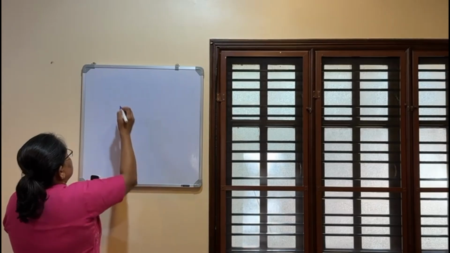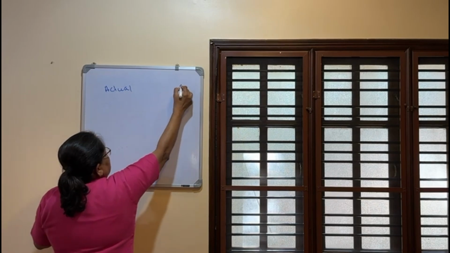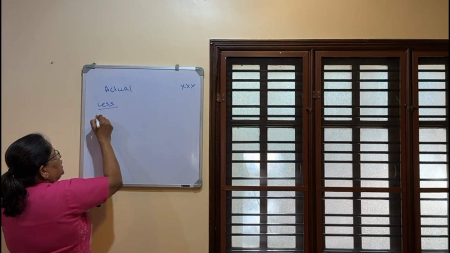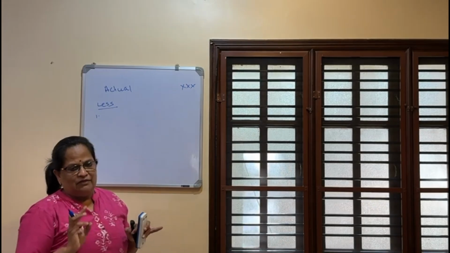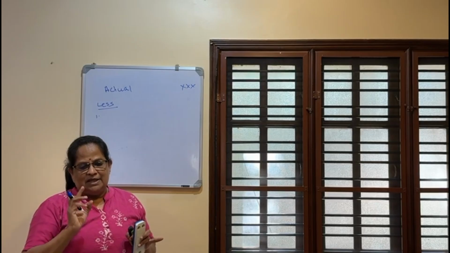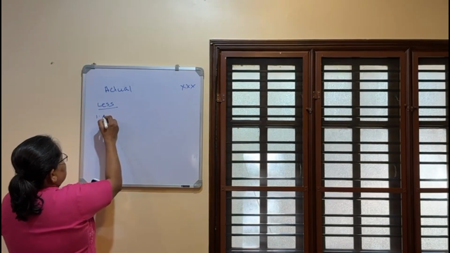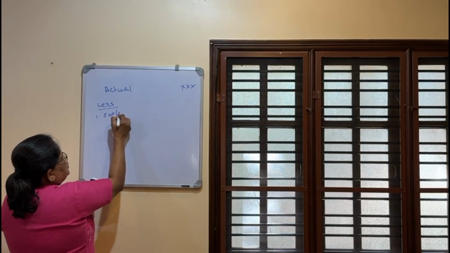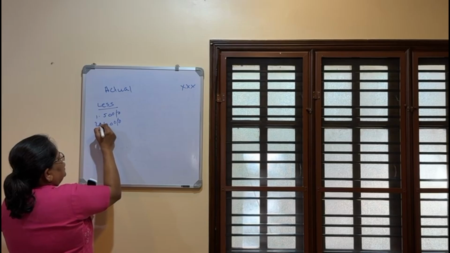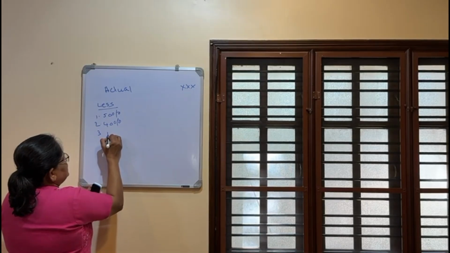Now, the computation for partially taxable: actual HRA received, we will write here. Less exempt, least of the following. First one you have to remember: if he is living in metro cities, 50% of salary. That is Mumbai, Calcutta, Delhi and Chennai. So 50% of salary if he is living in metro cities. Non-metro cities, it is 40% of salary.